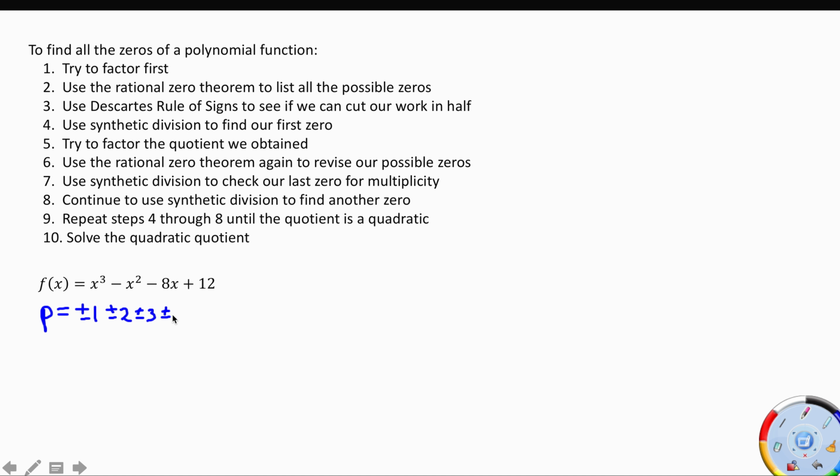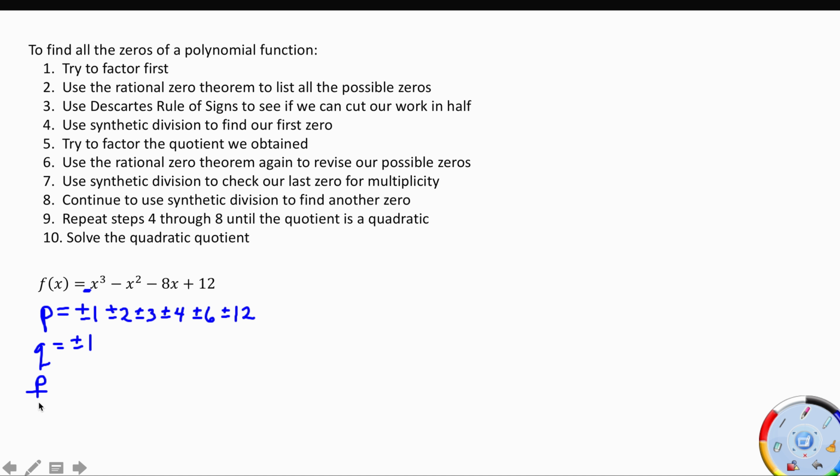3, 4, 6, or 12. And Q will be factors of the leading coefficient. So in this case, just a 1.